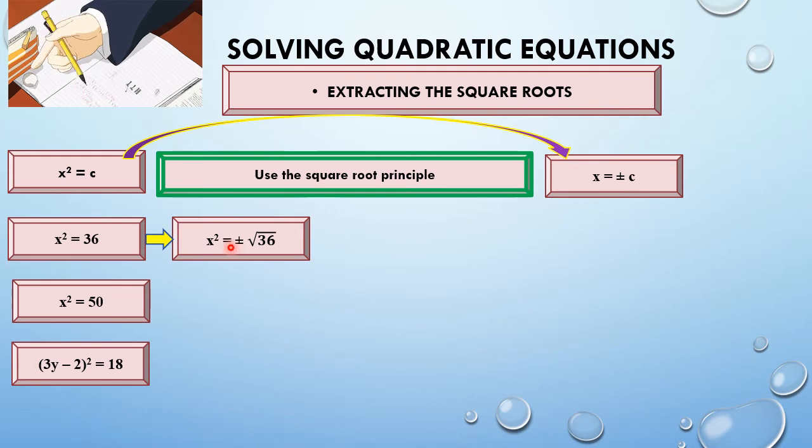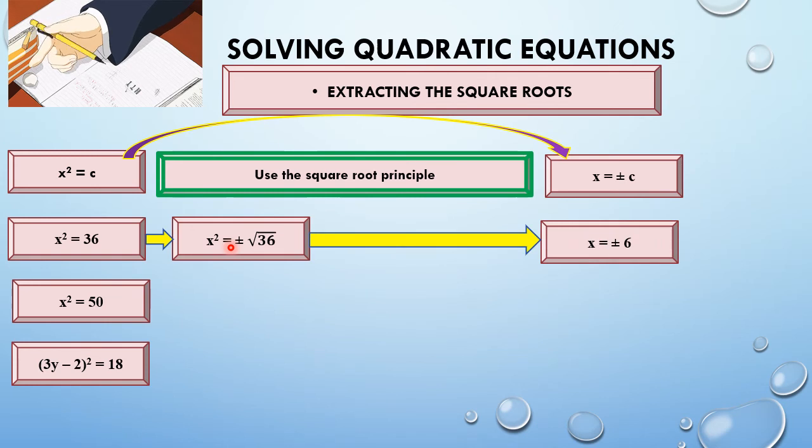Follow the pattern. Is 36 a perfect square? If it is a perfect square, then just extract the roots of that perfect square, which is 36. So x is positive, negative 6, or plus or minus 6. Meaning to say, positive 6 is a solution to x squared is equal to 36, and negative 6 is also a solution. So we have two solutions for x squared is equal to 36.